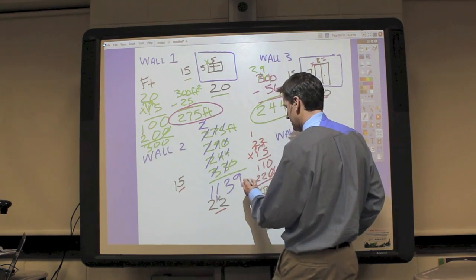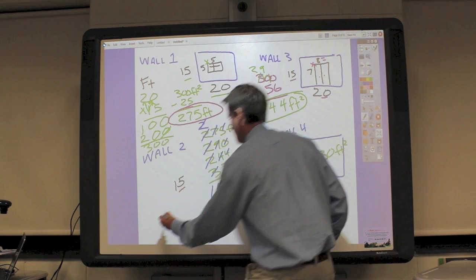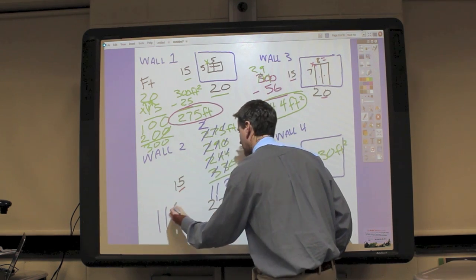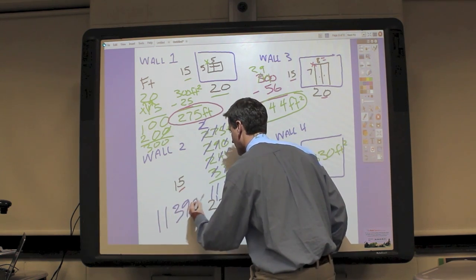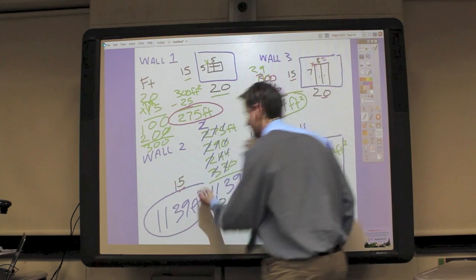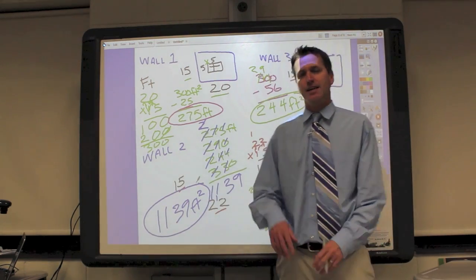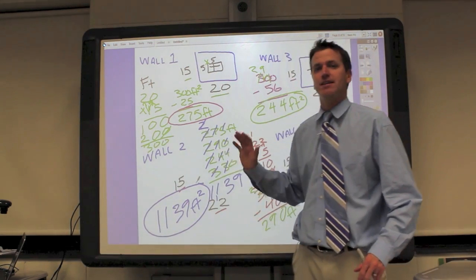So what I have here is going to be 1,139 square feet for this room. All right? And that's it. That is finding surface area for the entire room.